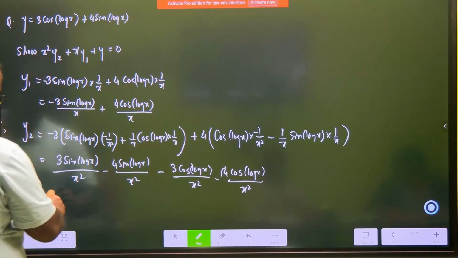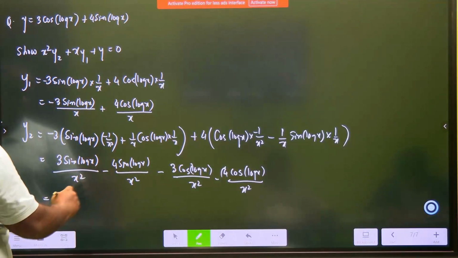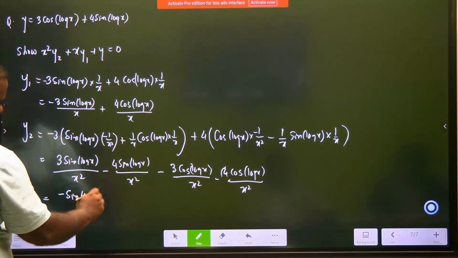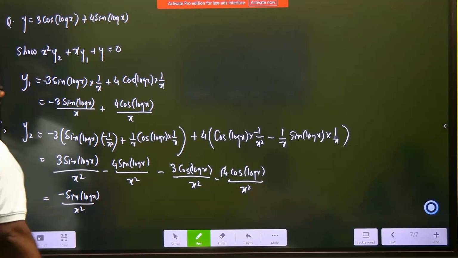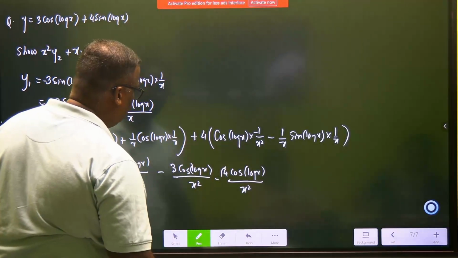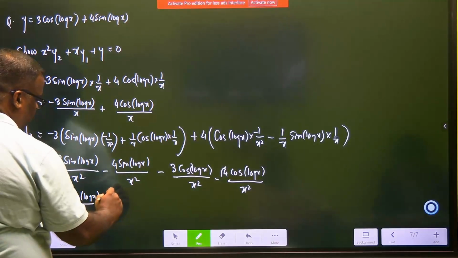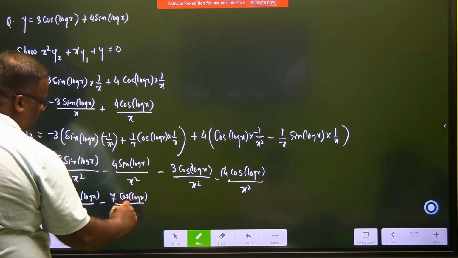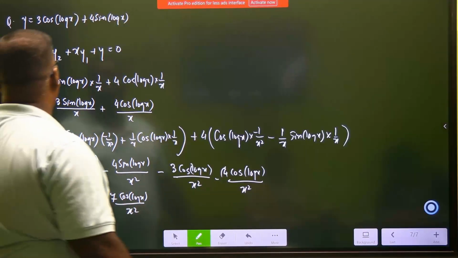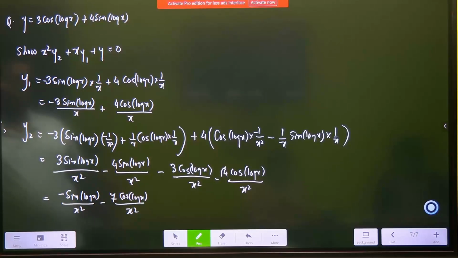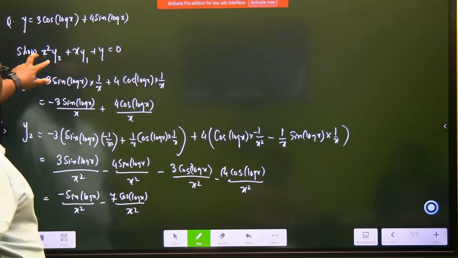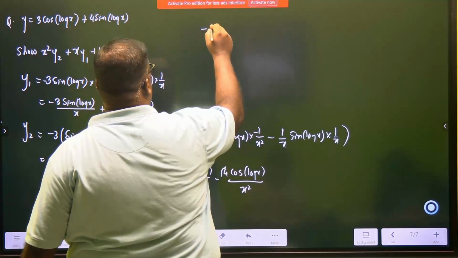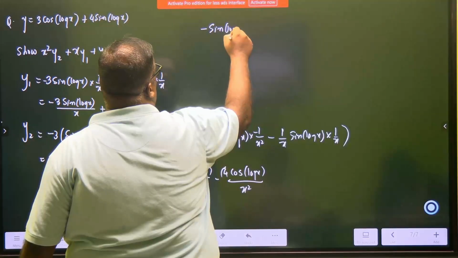So finally we get 3 and 4 is negative sine log x by x square, and here it is negative 3 negative 4, so it should be negative 7 cos log x by x square. So now we have to do our x square into y2. If you do x square into y2, the x squares cancel, so it becomes negative sine log x.